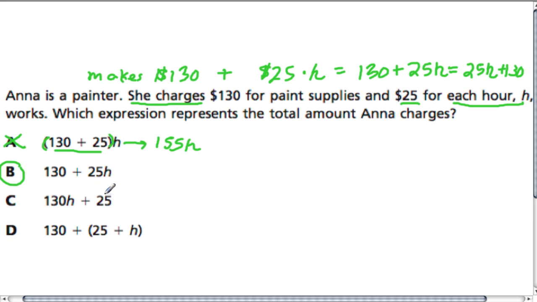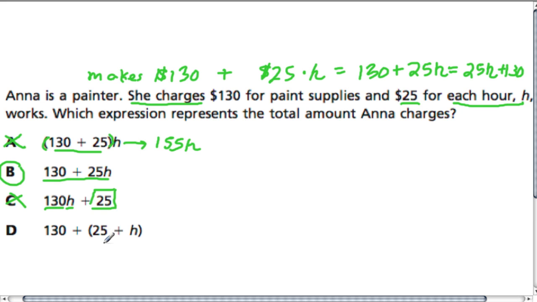This problem here looks similar at first glance to this, but is very different. It's telling us we have $25 exactly. So perhaps she charges $25 to begin with, and then we're adding $130 for every hour. So this would be the equation if she was making $130 an hour, but she's not.